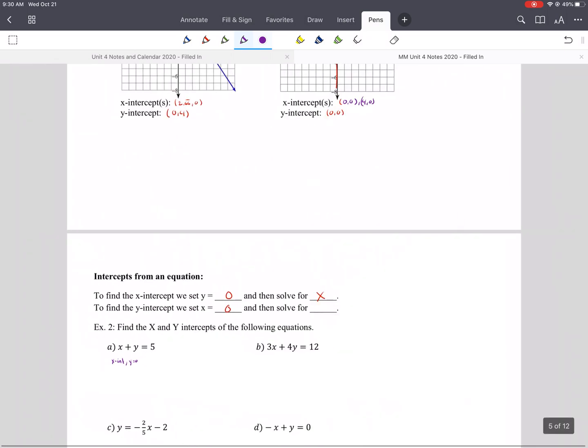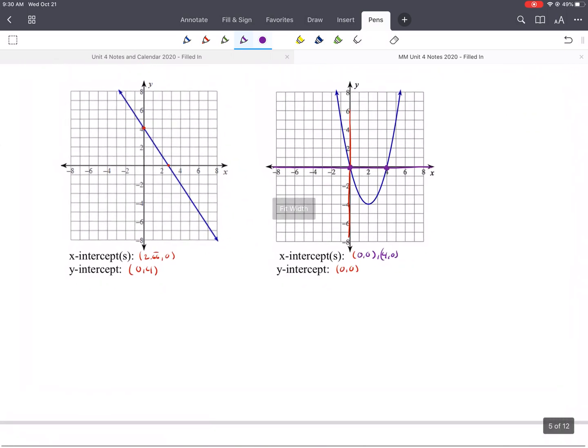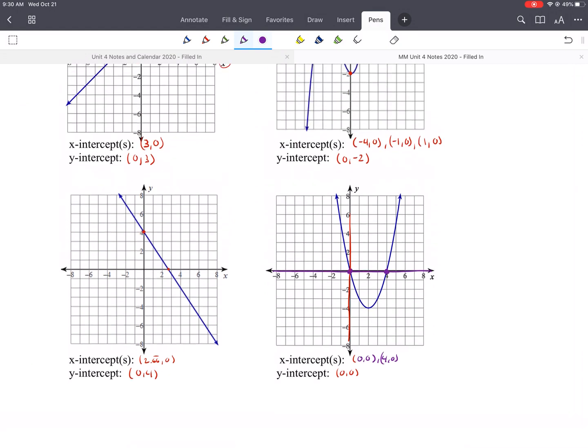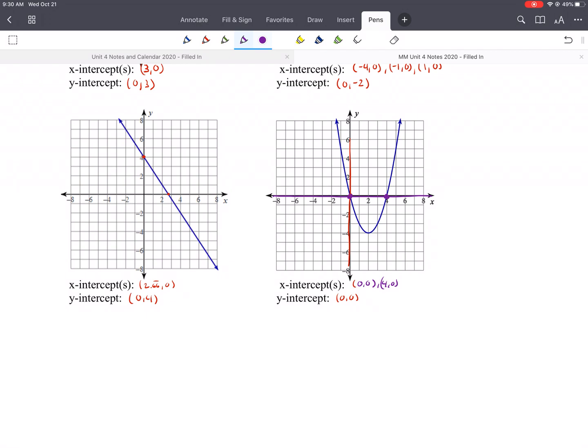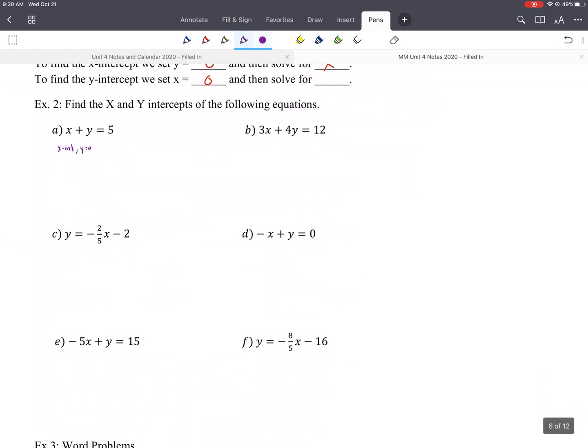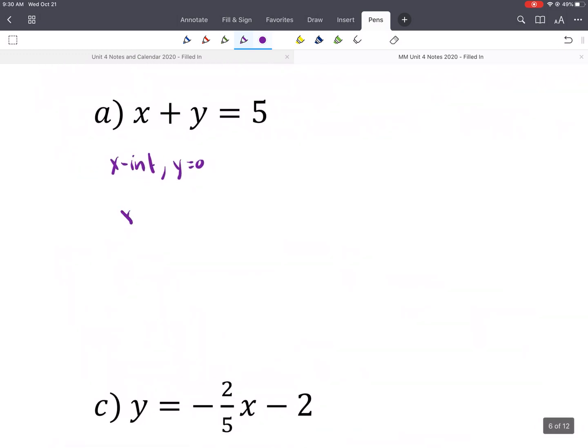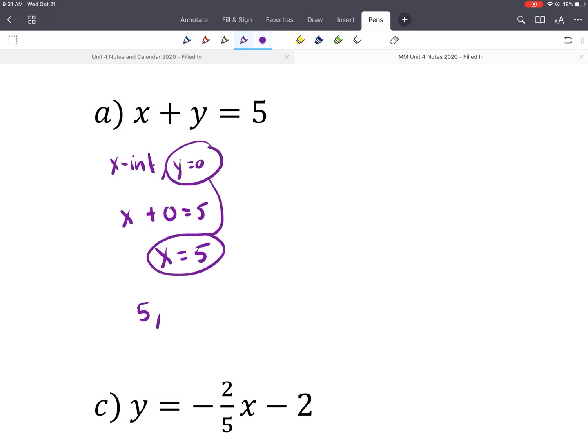We can look at these examples that we did up here. For all of these y-intercepts, x is equal to 0. It's got to be. x has to be 0 in order for the point to be on the y-axis. So here we'll plug that in. We get x plus 0 is equal to 5. Well, that's just x is equal to 5. So here we have our ordered pair, (5, 0). That would be our x-intercept.